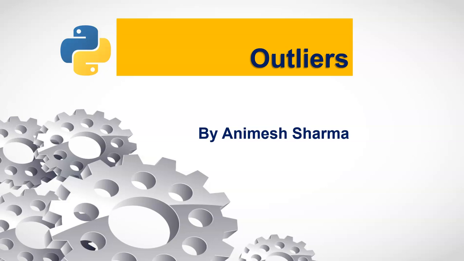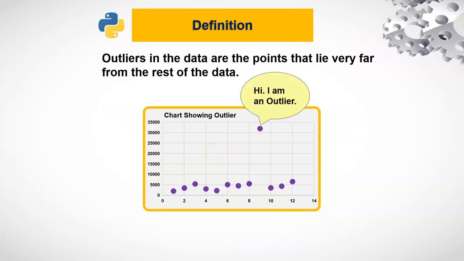In this video, we are going to see what is an outlier, how do we identify outliers graphically as well as by calculation, and why it is important to identify an outlier. So let's begin. First of all, by definition, outliers in the data are the points that lie very far from the rest of the data points.